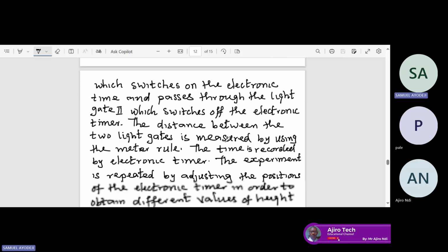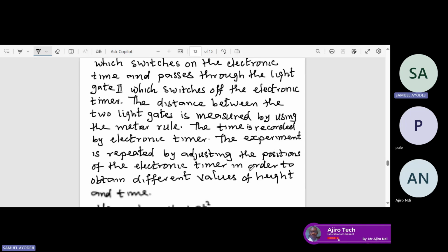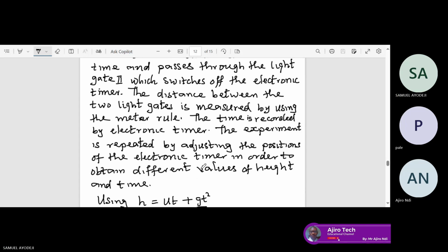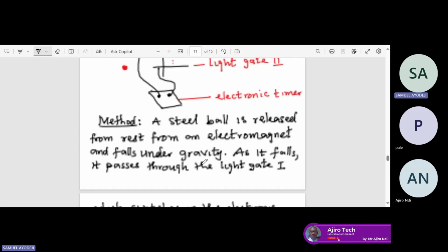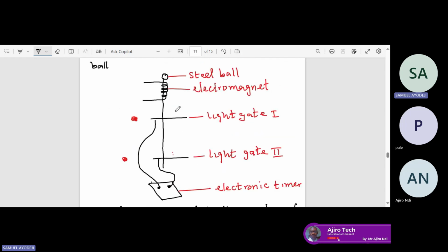Of the time, the elevation time. The distance between the two light gates is measured using a meter rule. Then the time is recorded by the electronic timer. The experiment is repeated by adjusting the position of the electronic timer to obtain different values of height. You can adjust the distance between this and this again, run the experiment, take the measurement, take the time again.